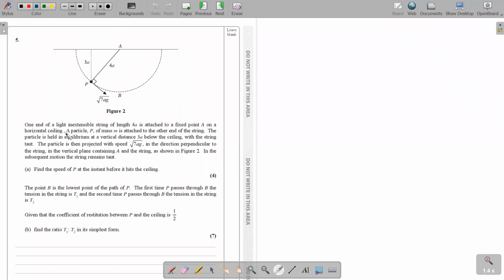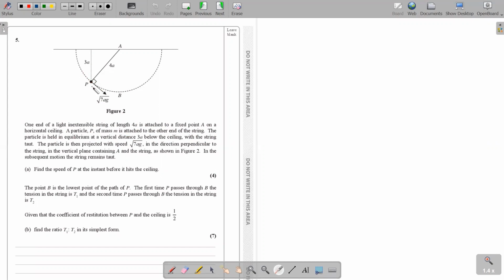Question number 5. One end of a light inextensible string of length 4a is attached to a fixed point A on a horizontal ceiling. A particle P of mass m is attached to the other end of the string. We can see that the particle is held in equilibrium at a vertical distance 3a below the ceiling. So they are holding it here in equilibrium with the string taut. The particle is then projected with speed root 7ag.